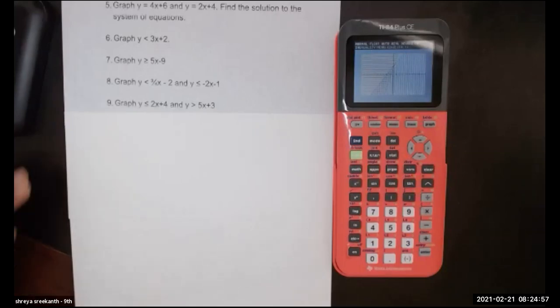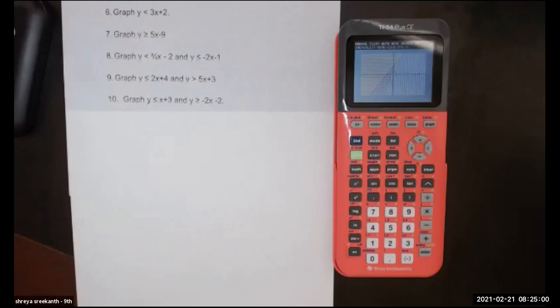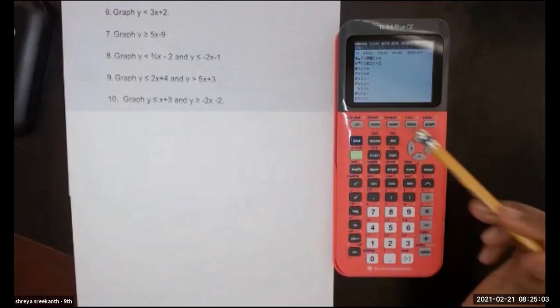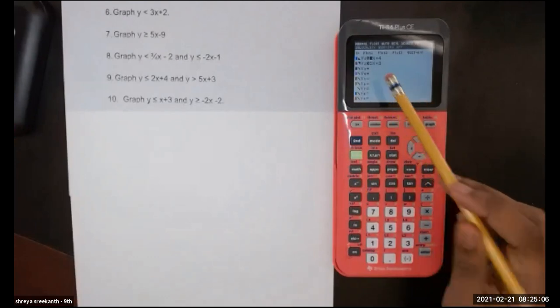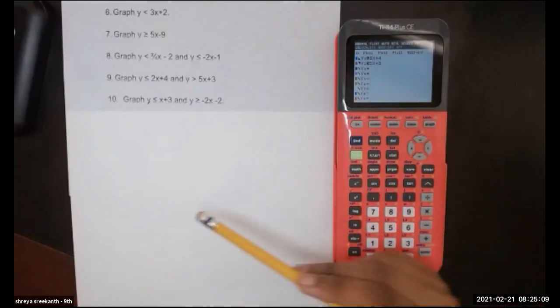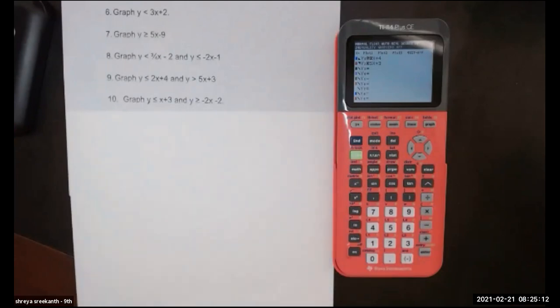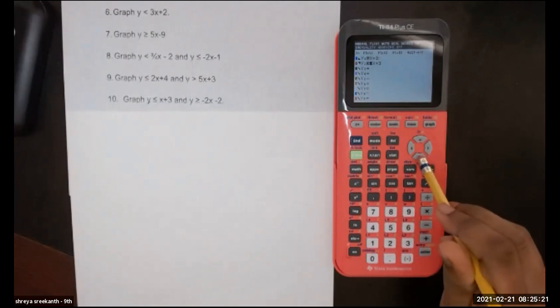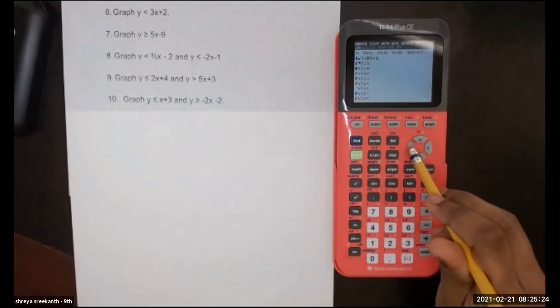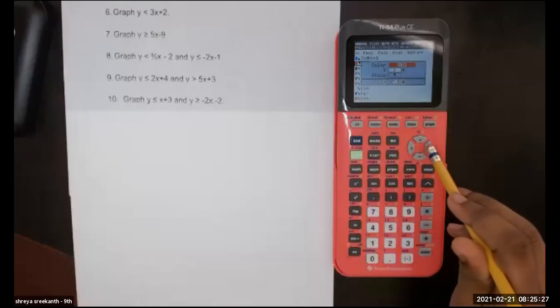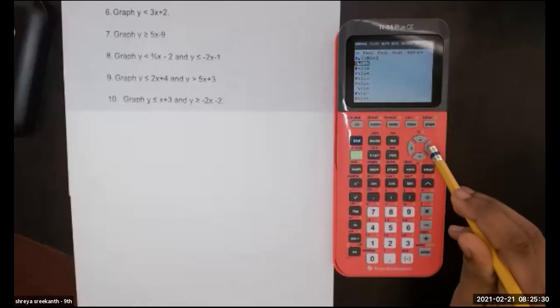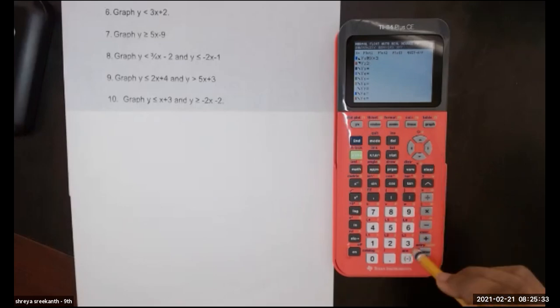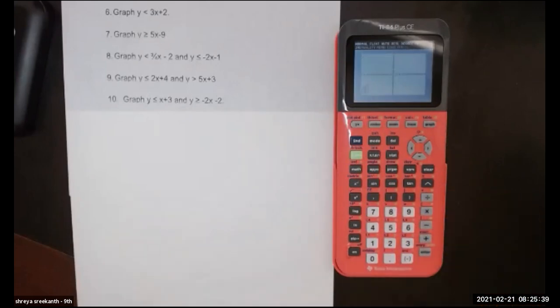Okay, so for the last problem, we'll just graph one more system of inequalities. So here, we don't really have to change that symbol because it's already there. Oh yeah, we're graphing y is less than or equal to x plus 3, and y is greater than or equal to negative 2x minus 2. So here we type in x plus 3, and then here we'll have to change the symbol to greater than or equal to, which is there. And then we type in negative 2x minus 2. And we graph that.